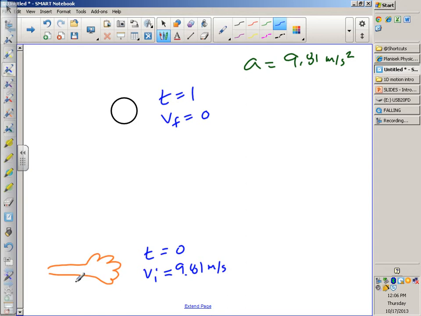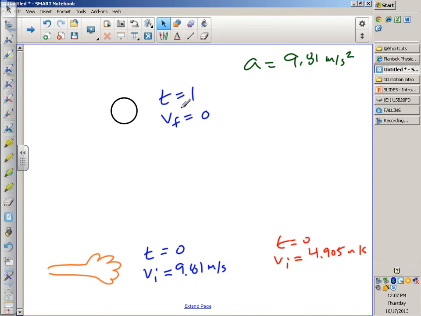Good question, Anthony. Glad you asked that. So now, let's say a different situation comes along, and this time, when I throw it, I only throw it with a velocity of 4.905 meters per second, which is half as fast as the first time. How long is it going to take to get to the top this time? It's only going to take half a second, right?